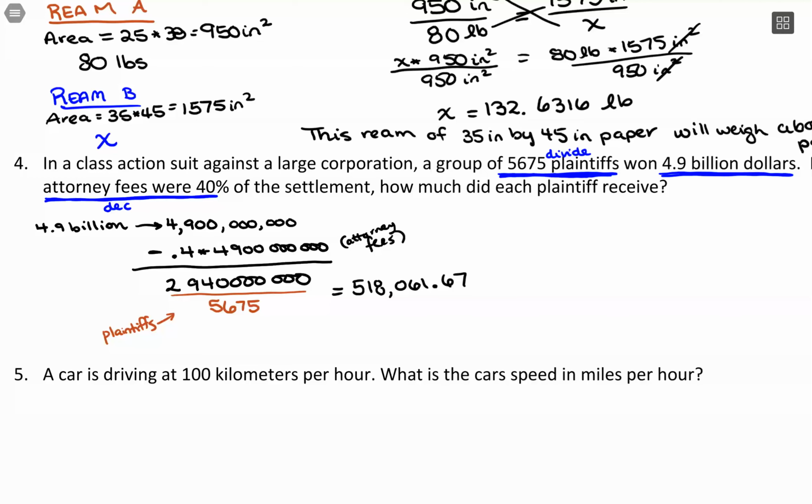So how much did each plaintiff receive? Each plaintiff received $518,061.67.